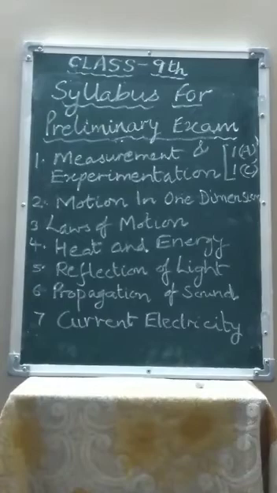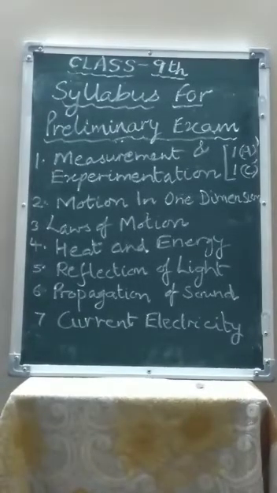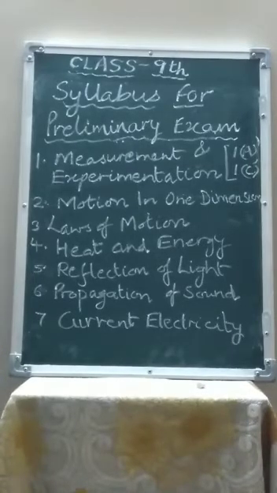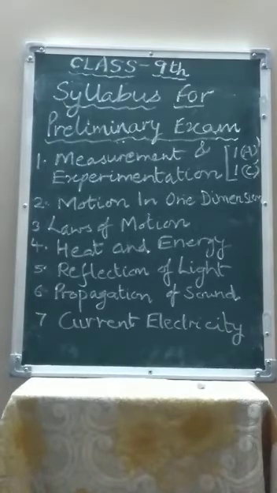And exercise 2C, again it is coming. 2C is there, in which you have to do the equations of motion and the numericals concerned with the equations of motion. You remember the equations of motion? V equals U plus AT, S equals UT plus half AT square, and V square equals U square plus 2AS. So you have to derive these equations, and numericals also based on these equations will come.